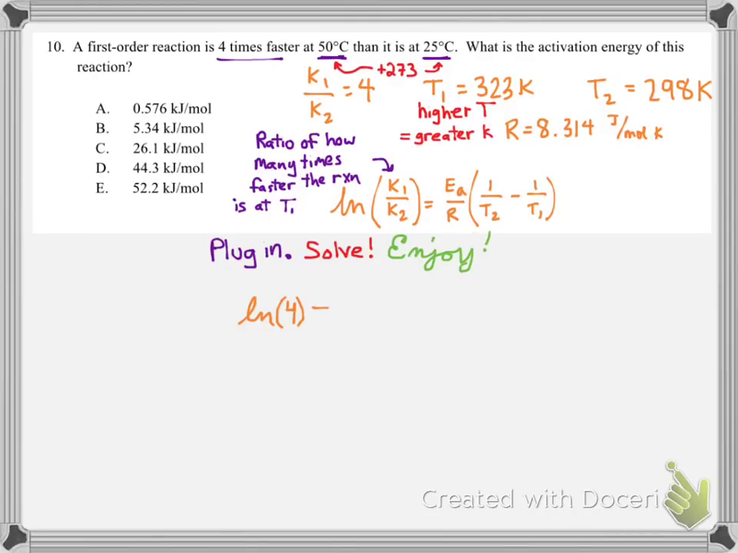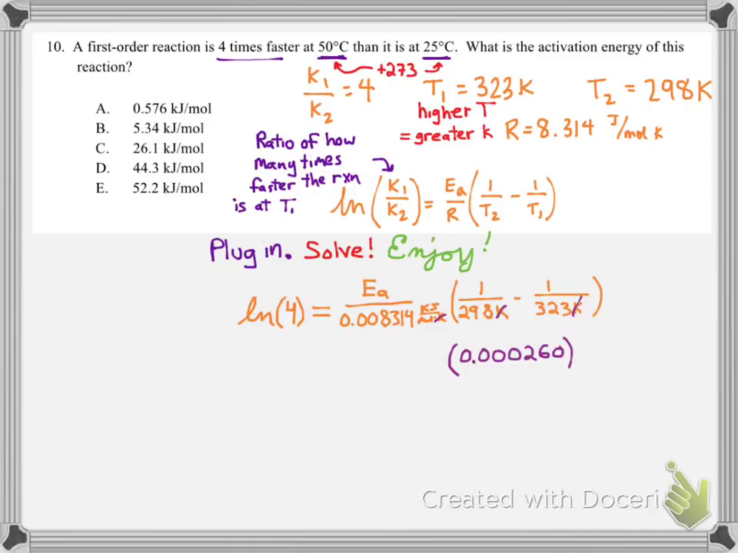So we'll have the natural log of 4, how many times faster the reaction is at the higher temperature, is equal to activation energy, which we're solving for, divided by our gas constant R, 0.008314 kilojoules per mole Kelvin. I plugged in the kilojoules version of this because generally speaking, when we're solving for activation energy, we're solving for kilojoules. Times, in parentheses, 1 divided by 298 K, our temperature 2, minus 1 divided by T1, 323 K. Now, let's take this one step at a time and figure out our answer. Kelvin will cancel out.